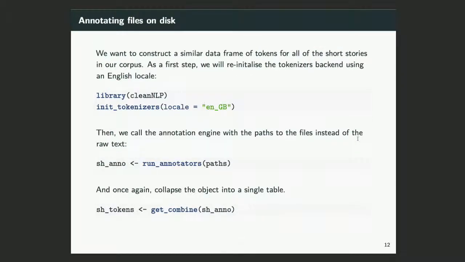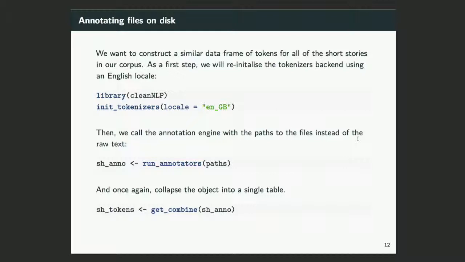So how can we use clean NLP? Just more as a review, we actually have to do nothing really all that different. If I want to annotate this set in clean NLP, I read in the clean NLP package. I initialize the tokenizer's backend here. Just to be pedantic, I'm going to use Great British English. I'll set the locale. Again, it wouldn't probably affect anything in this case, but I will just do it since it is British text. And then I will run the annotators over the paths.